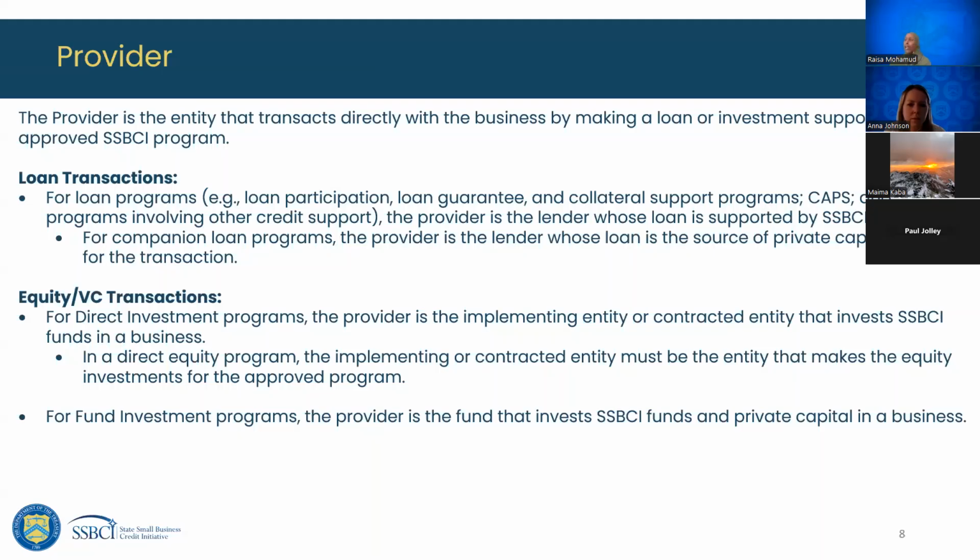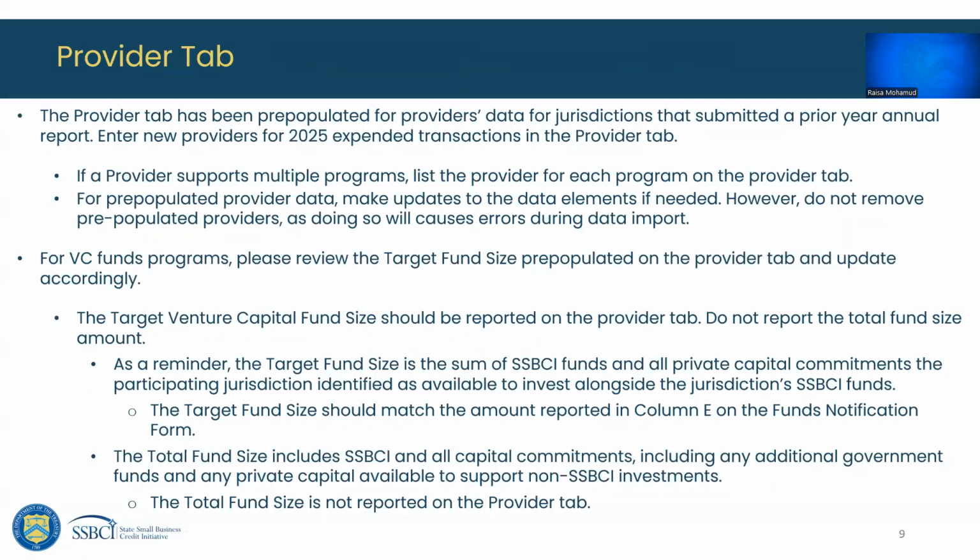And also if you have a hybrid program, the hybrid program provider is going to follow the program type that you have. So if you have a direct hybrid program, it's going to follow the definition you see here on this slide for direct programs. And if you have a funds investment program, it's going to follow the definition here for a funds program. Which is the first tab that you will see on the annual report.